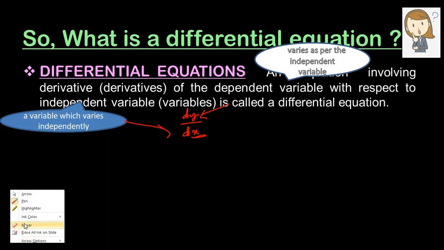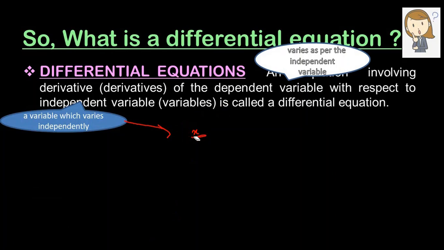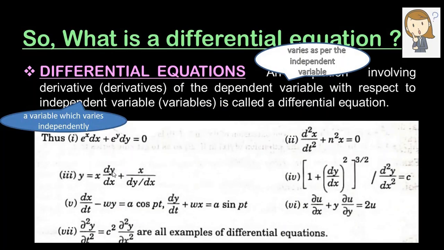Now let us see some examples of differential equations so that we will understand them better. So here are some examples of differential equations. These are very simple equations, but they have got a term of derivative. So here you have got dx and dy. Here we have got a derivative of second order, dy by dx, dy by dx. So if the expressions in an equation have derivatives, it becomes a differential equation.